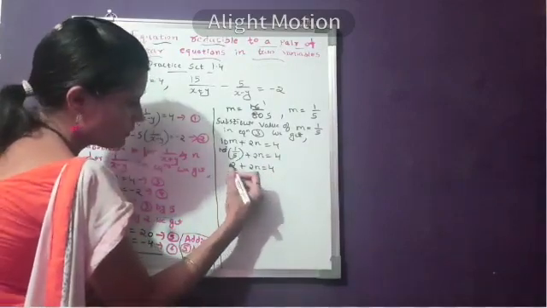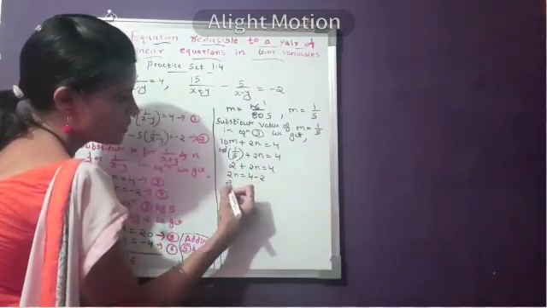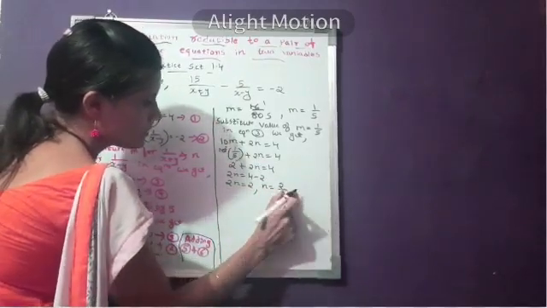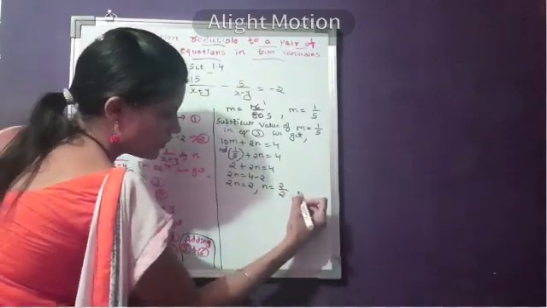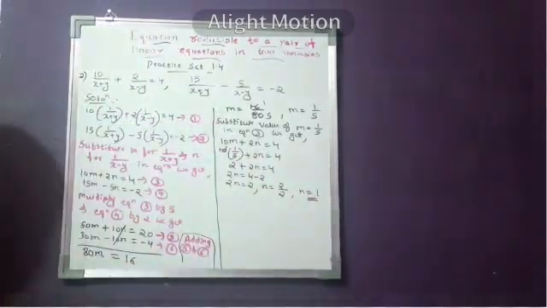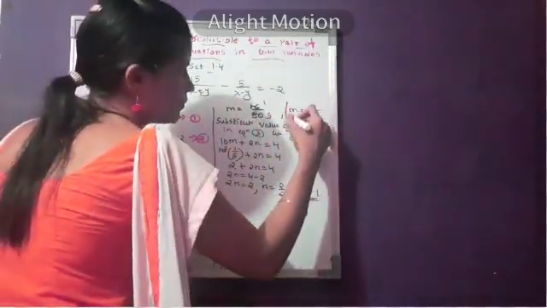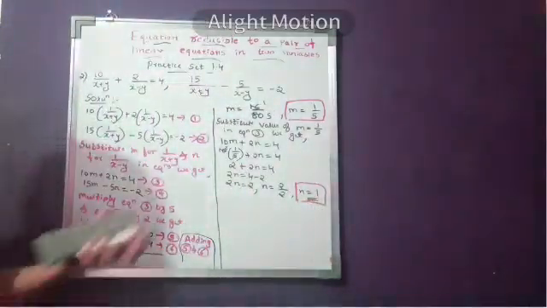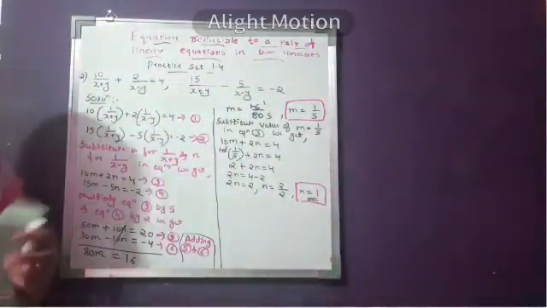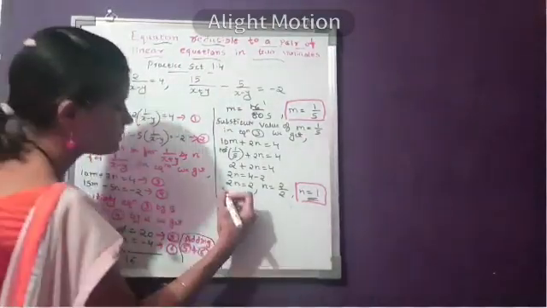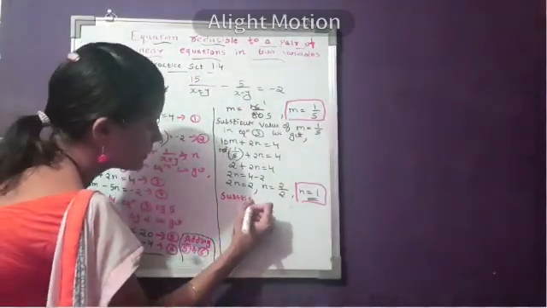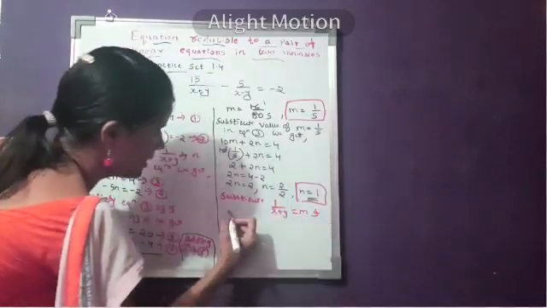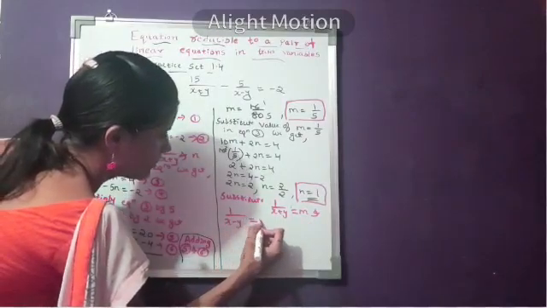Then 2n is equal to, 2 will go that side, 4 minus 2. So 2n is equal to 2. n is equal to 2 divided by 2. So you have got n is equal to 1. Therefore you got the value of m is equal to 1 upon 5 and n is equal to 1. Now what is next? You know the same method we followed in the first sum, that is substitute 1 upon x plus y is equal to m and 1 upon x minus y is equal to n.